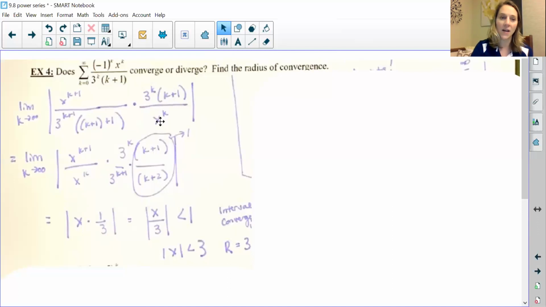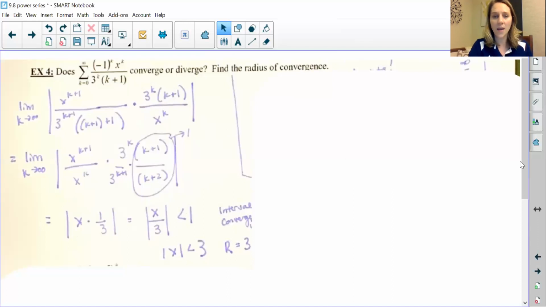And when we look at this scenario with k's, we see that as k is approaching infinity, we have k to the first here and k to the first here. We know that that's going to be the ratio of the coefficients, which is really just going to be 1. So what we have next then is the absolute value of x times 1/3, because we've sort of taken that limit now. And since there's no k's here, that's our leftover. So this equals the absolute value of x over 3, and that will converge when it's less than 1.